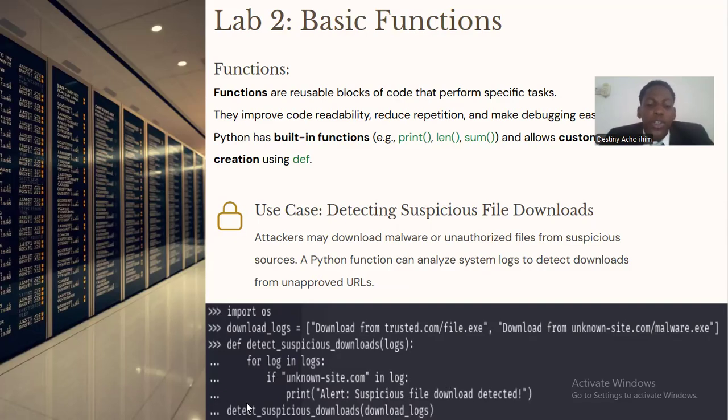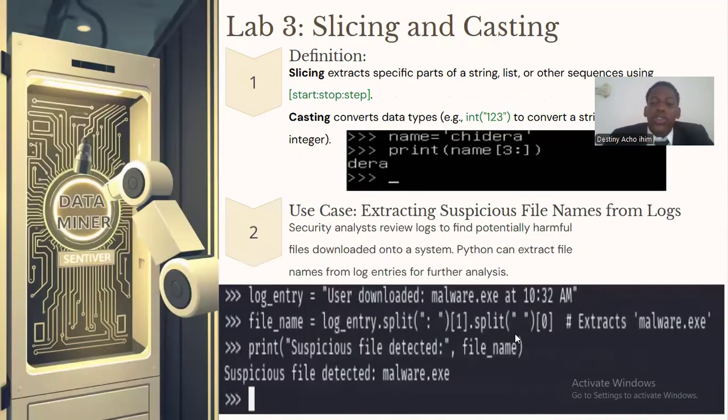And now we're going to use the function that we had just created to call out download_logs. And once we do that, we realize that this is an unknown site, so it will print out "suspicious file detected." Now, moving on to the next slide, talking about slicing and casting.